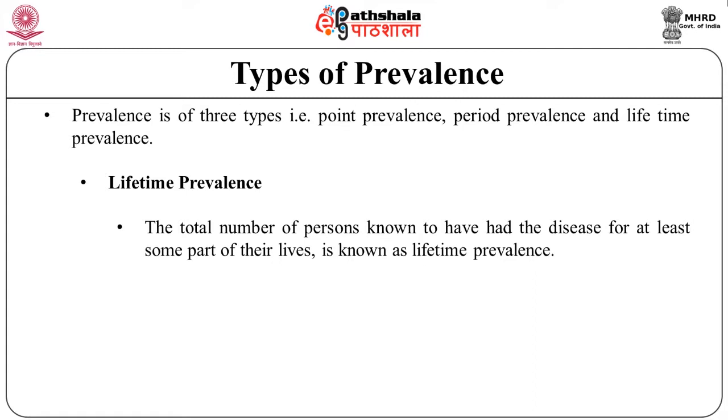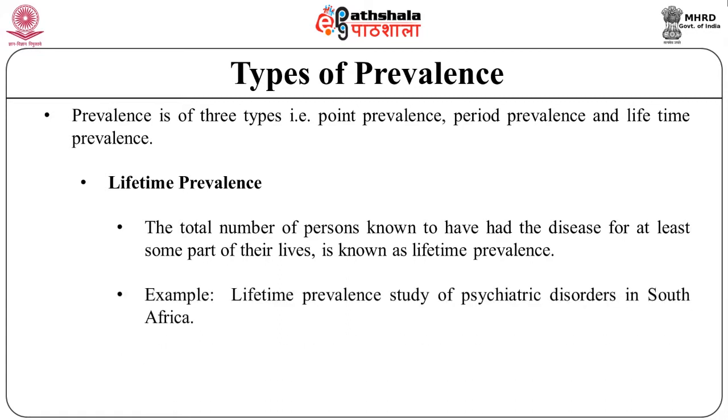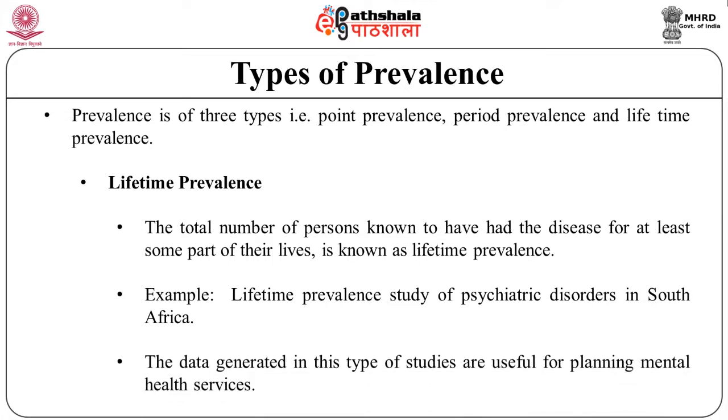Now let us see what is lifetime prevalence. The total number of persons known to have had the disease for at least some part of their lives is known as the lifetime prevalence. An example is the lifetime prevalence study of psychiatric disorders in South Africa. The data generated in this type of study are useful for planning mental health services.